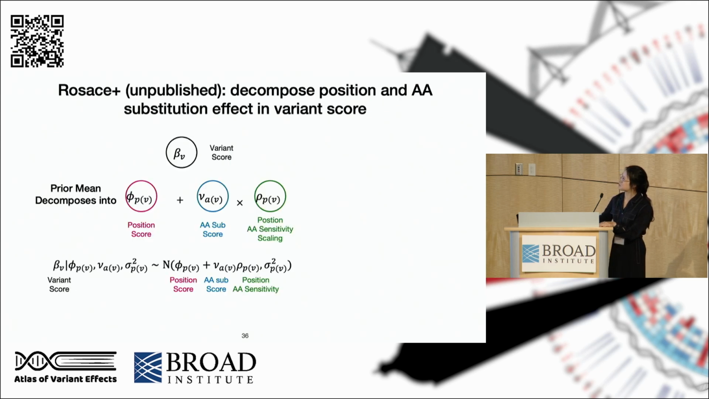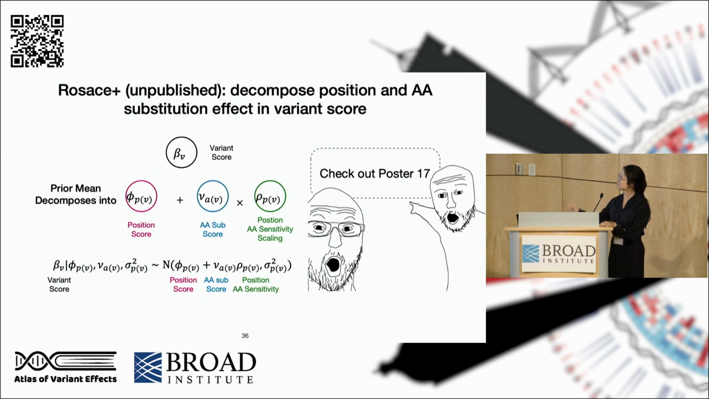Okay, so these are some published work. Now we decompose the prior into a position score and an amino acid substitution score. And we add another term called position amino acid sensitivity scaling, because we realize amino acid substitution does not affect the variant in the same fashion for different positions. There are a lot of technical details behind it, so if you're interested, check my post at 17.